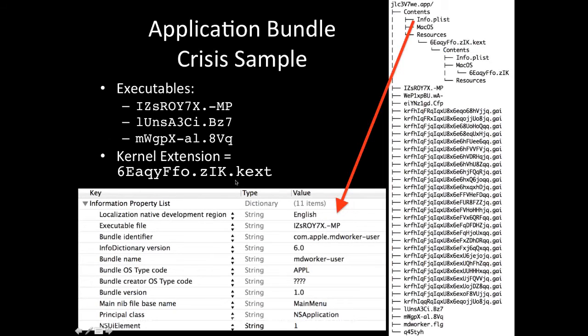So anything with a .kext is another type of application bundle. So it's going to have a whole other set of embedded files associated with it. The one that I wanted to point out is this Info.plist. Now this contains the application configuration information, but it also shows us the specific executable file that's being launched when somebody double-clicks this application. In this case, it's the IZSROY-MP executable.